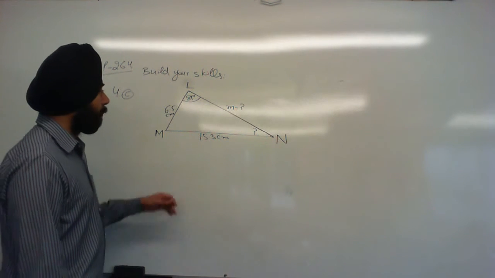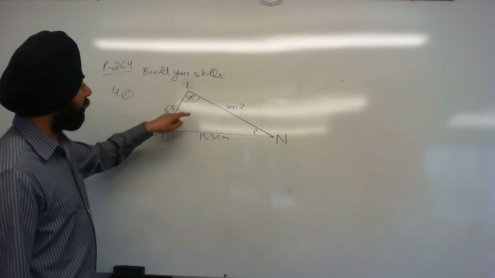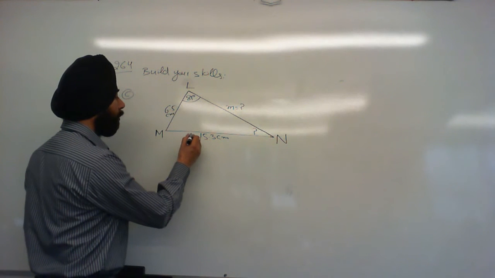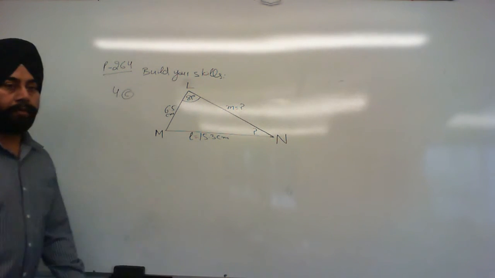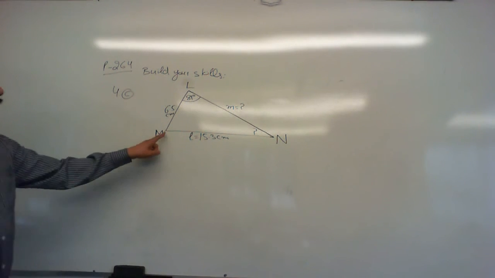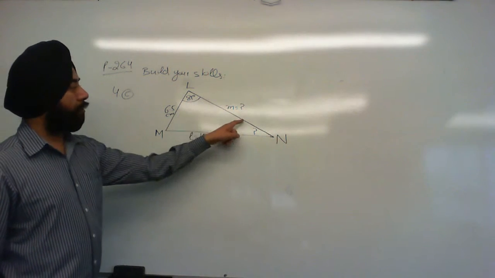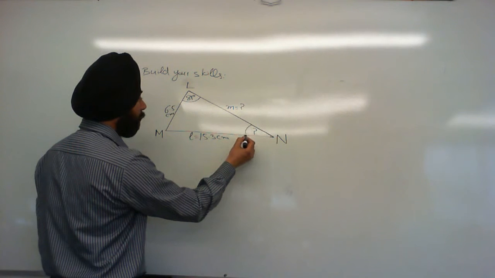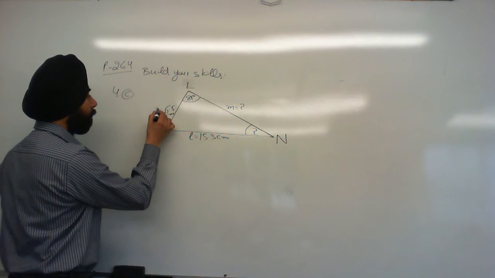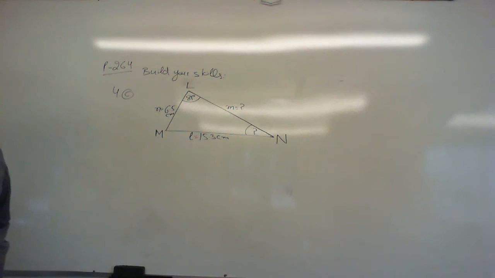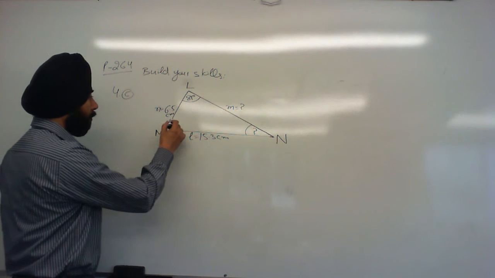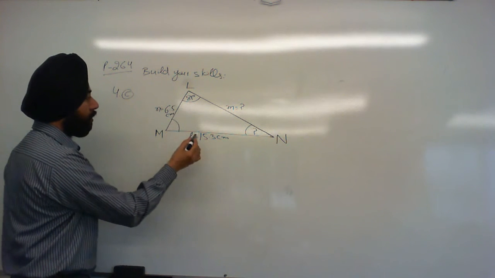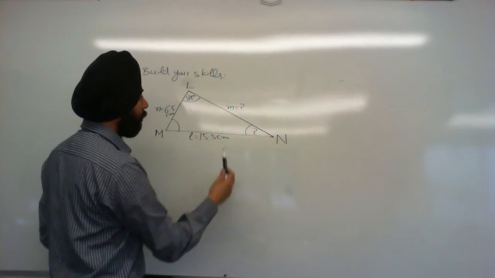Okay, let's label the sides first. This is angle L, this side will be called small l. Similarly, if this is angle M, the side in front of it is small m. And if this is angle N, this will be small n. Right? And we just need to find angle N and side m.